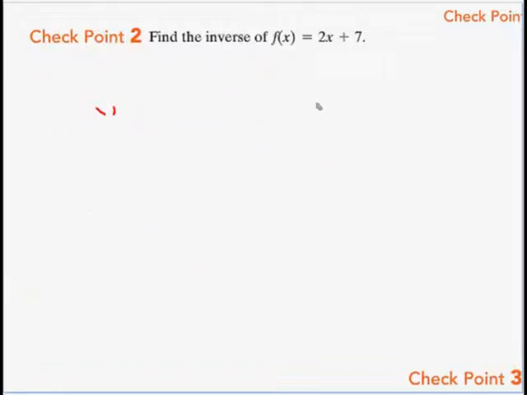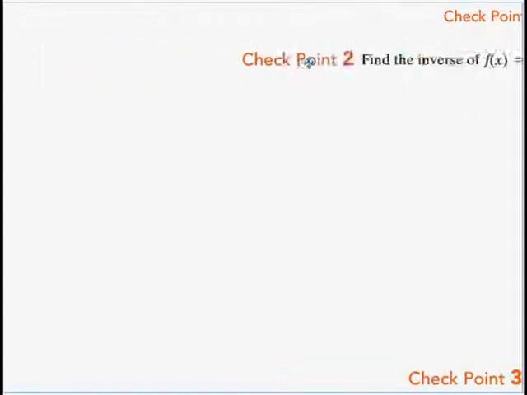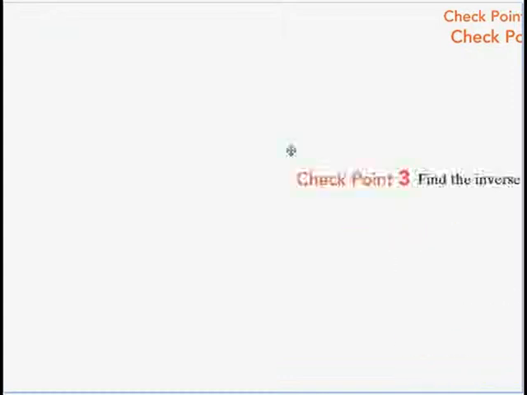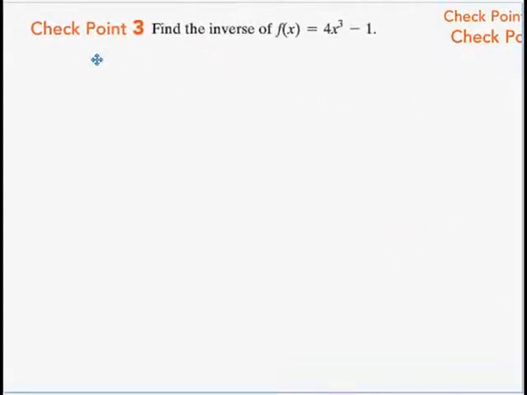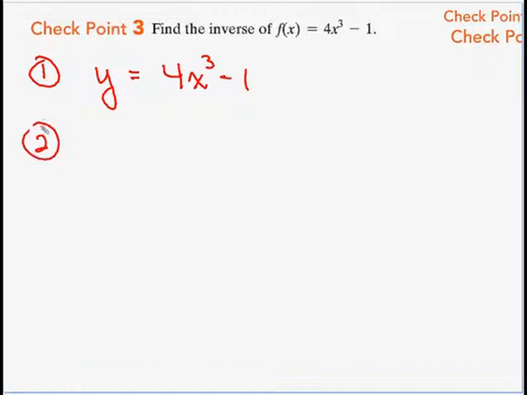All right, one more to go. Checkpoint 3. We're going to find another inverse function. So, step 1, replace the f of x with y equals, now it's 4x cubed minus 1. Step 2, switch the variables. Now it's x equals 4y cubed minus 1.